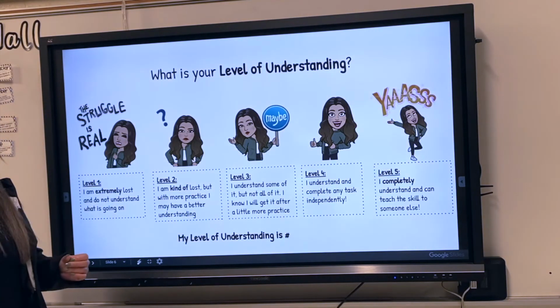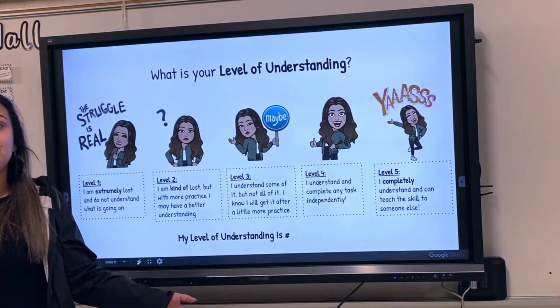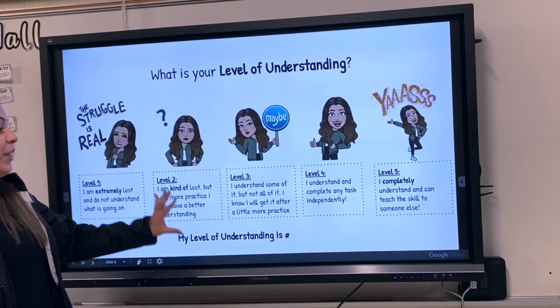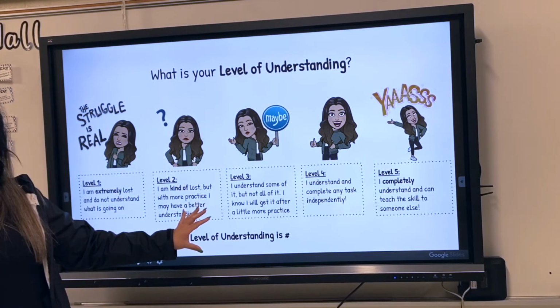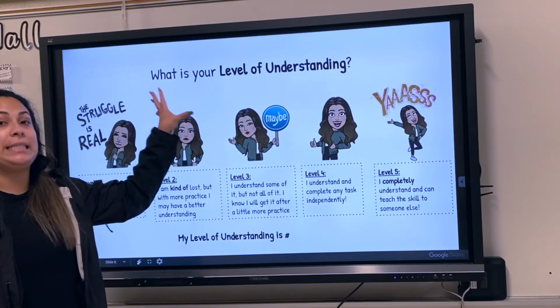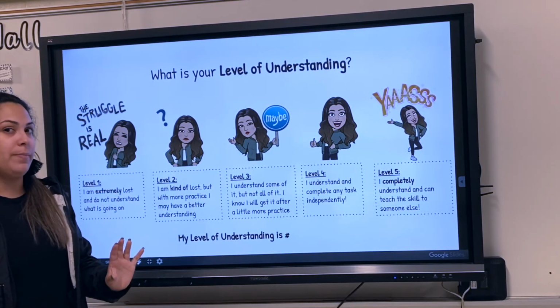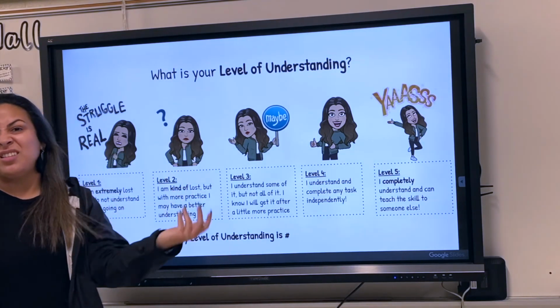Thank you. Our next slide is another level of understanding. So now this one, and this is just like in your independent practice, this is asking you, okay, what is your level of understanding of what you just did? Like just then, the 3-digit multiplied by the 2-digit number. I'm not going to go back through this because I already said it.